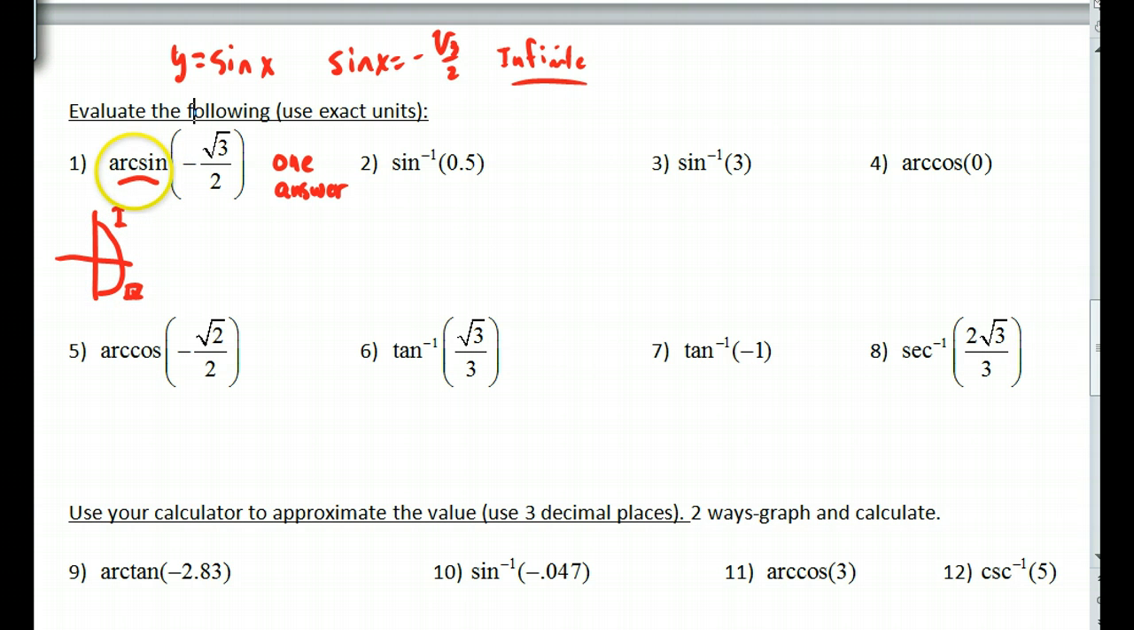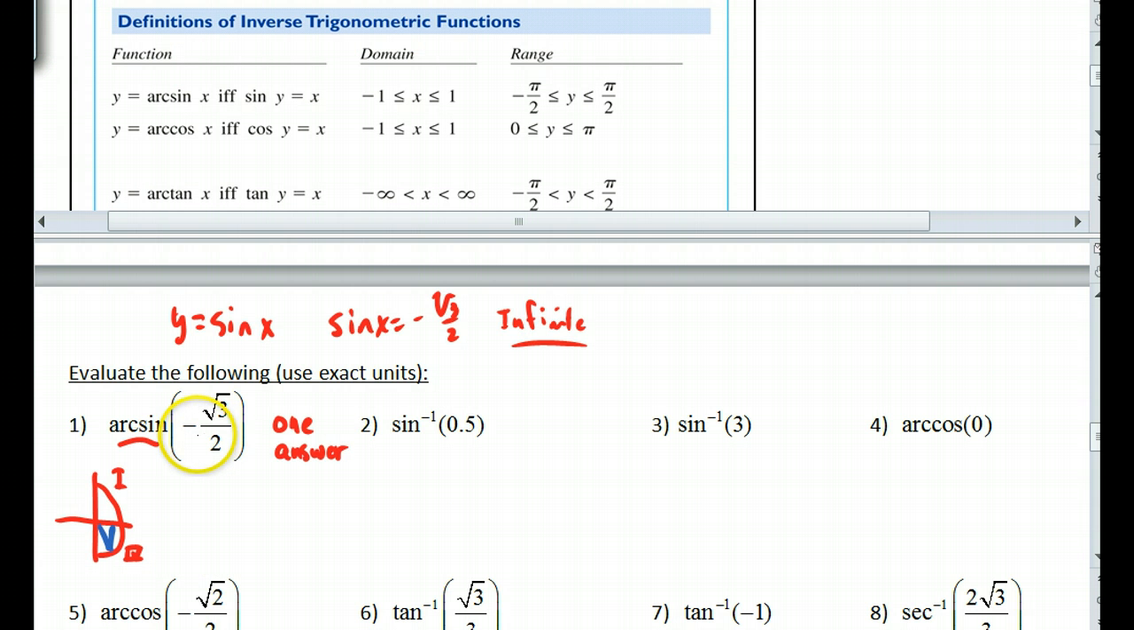So what this means then is what angle measurement gives me a sine value of -square root of 3 over 2. Well, when is that true? Well, we might say that it's true at 5 pi over 3. Well, that is not in our range that we want. And so instead of using 5 pi over 3, I'm going to use -pi over 3. So this would be the one answer that we get out of this situation.